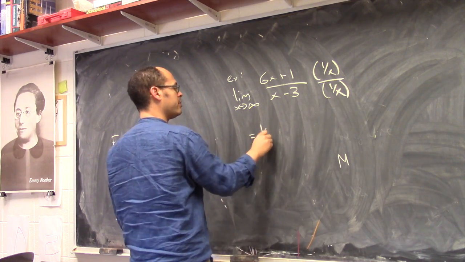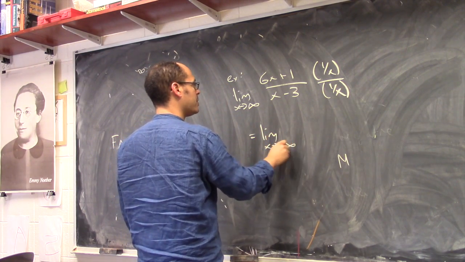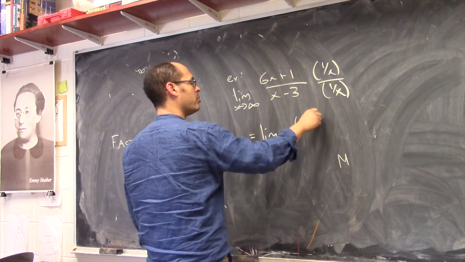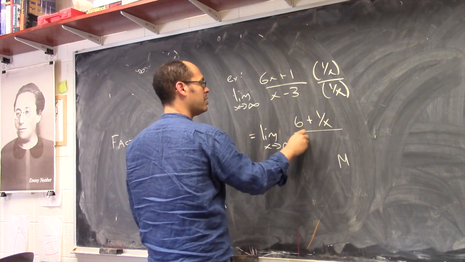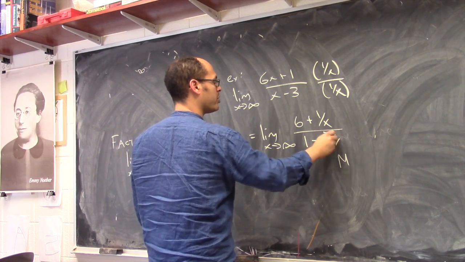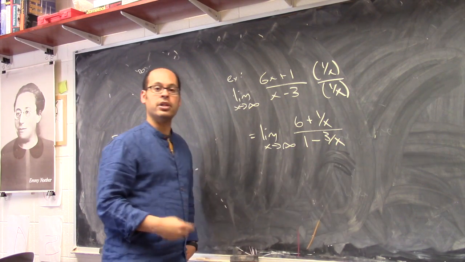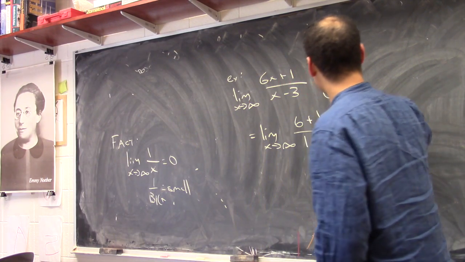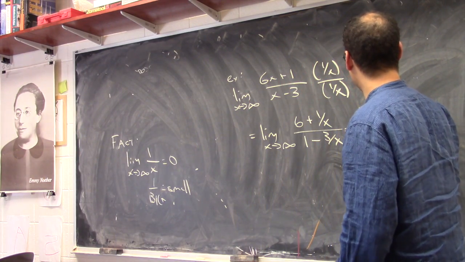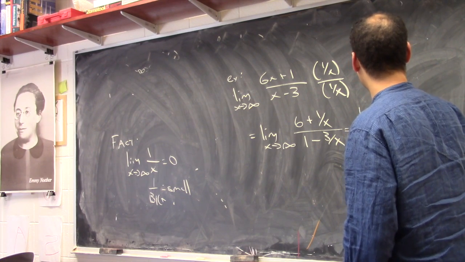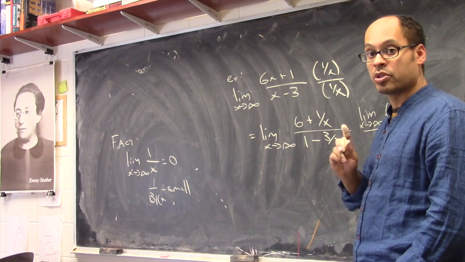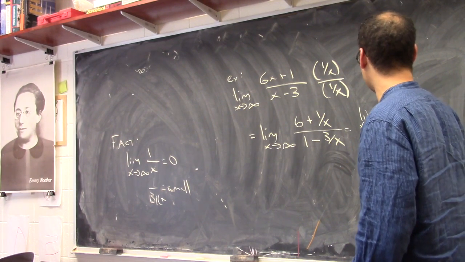So in this example, when I do that, distribute that through, the 6x turns into a 6, the 1 turns into a 1 over x, I get a 1 minus 3 over x. And now I use my limit laws one at a time. This is going to be a limit of a quotient. I can write that as a quotient of the limits, provided the bottom limit isn't 0, which we have to check and make sure that that actually holds.